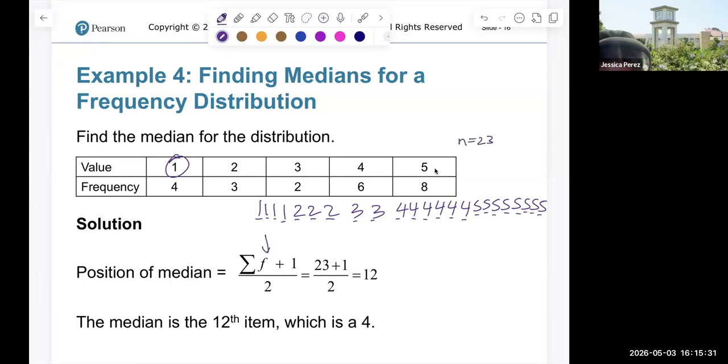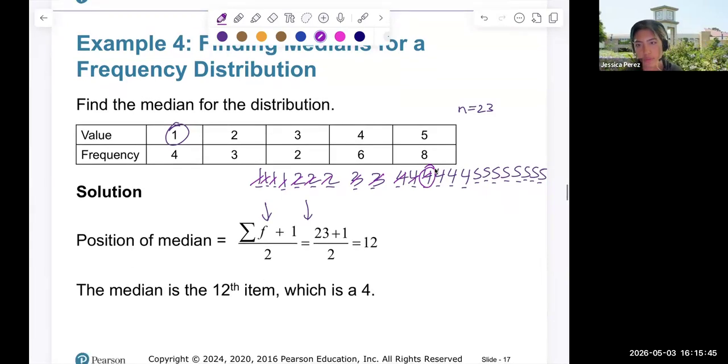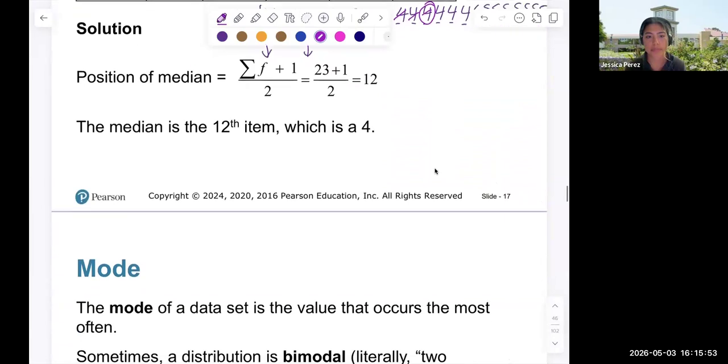So let's plug it in. 23 plus 1 equals 24, divided by 2 is 12. So we're going to count 1, 2, 3, 4, 5, 6, 7, 8, 9, 10, 11, 12. Boom. That 12th position was a 4. So you want to make sure that you list your items in order and then follow the position formula.